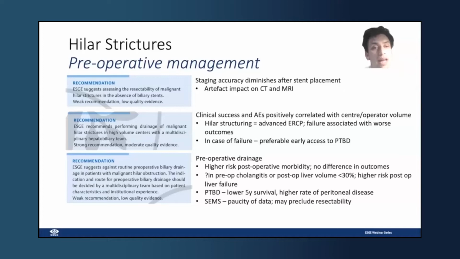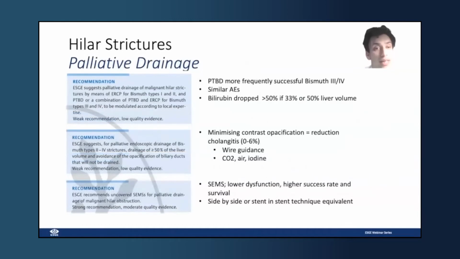ESGE recommends against routine preoperative biliary drainage in patients with malignant hilar obstruction, similar to extrahepatic biliary obstruction, and if it is undertaken, it should be done on a case-by-case basis within a well-considered MDT. For palliative drainage, ESGE suggests palliative drainage of malignant hilar strictures by means of ERCP for Bismuth 1 and 2, and PTD, or a combination of PTD and ERCP for Bismuth 3 and 4. PTD is more frequently successful in Bismuth 3 and 4, with similar adverse event rates reported as ERCP.